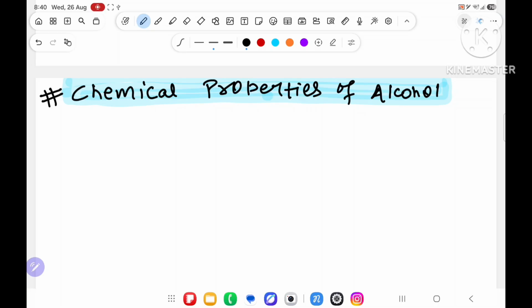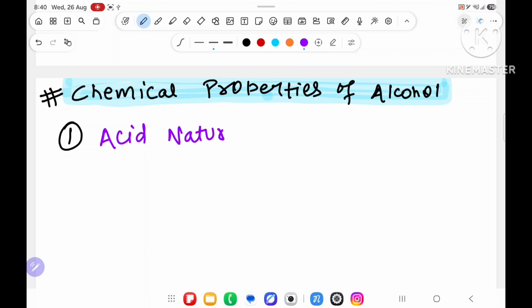So in the last 2 lectures I have completed the method of preparation of alcohol totally. Now we are going to see chemical properties of alcohol. After that ether, after that phenol. Now chemical properties of alcohol. The first chemical property is the acidic nature of alcohol.